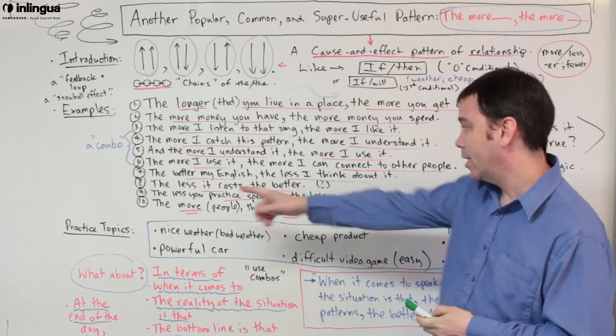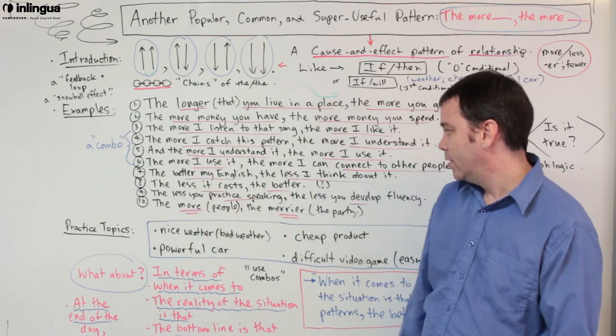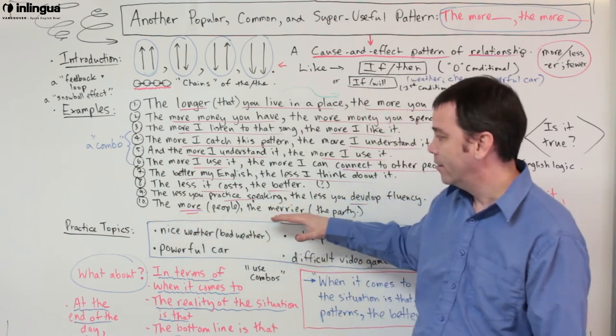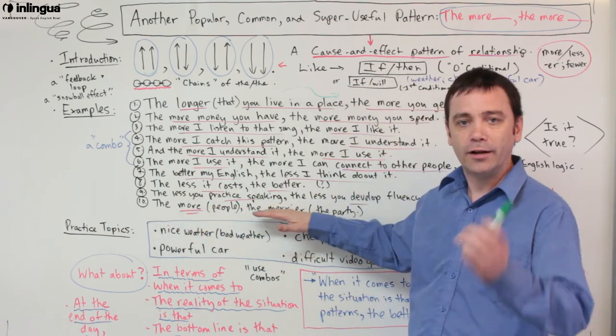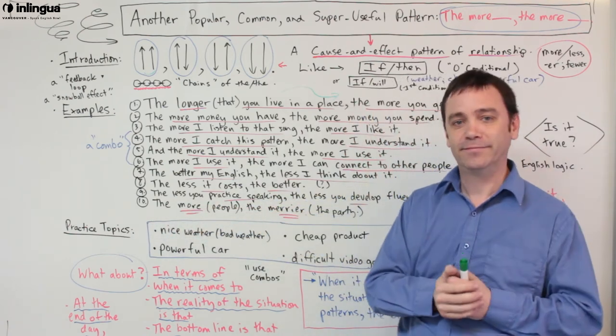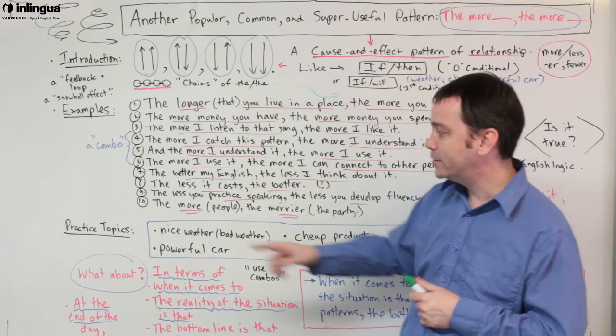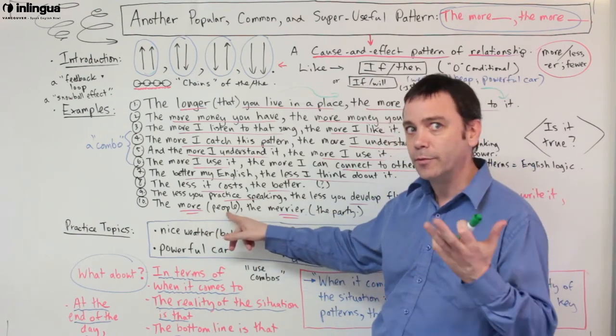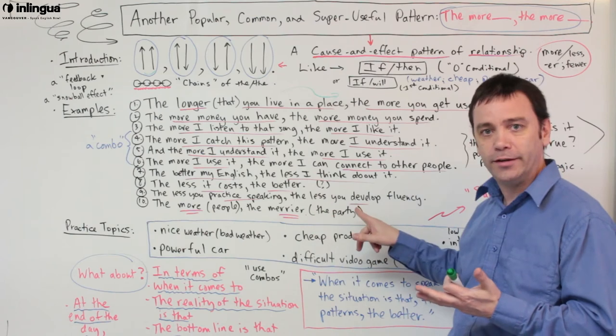Next, number 10. The more, the merrier. The more, the merrier. Try it. The more, the merrier. It means the more people who come to the party, the better the party, right?